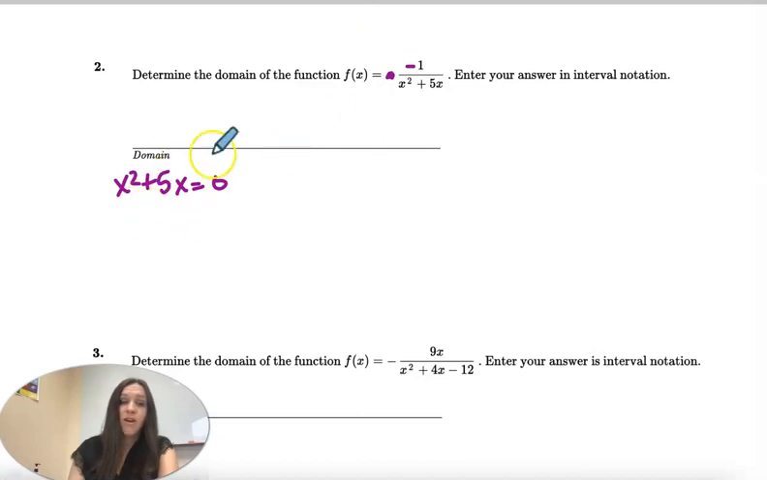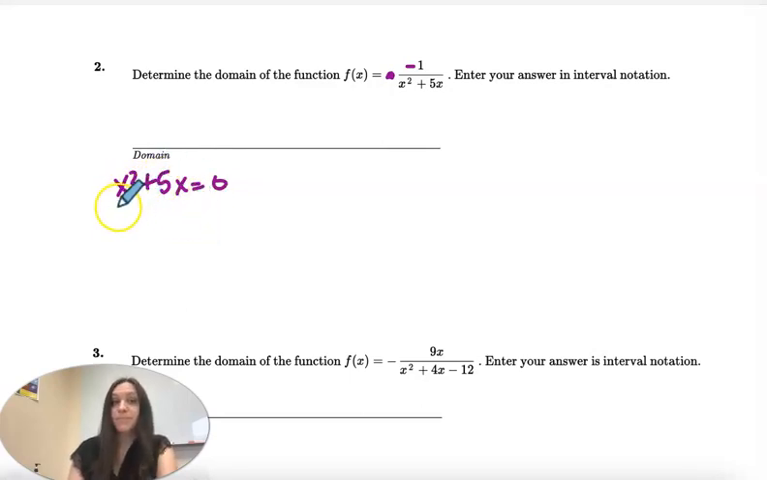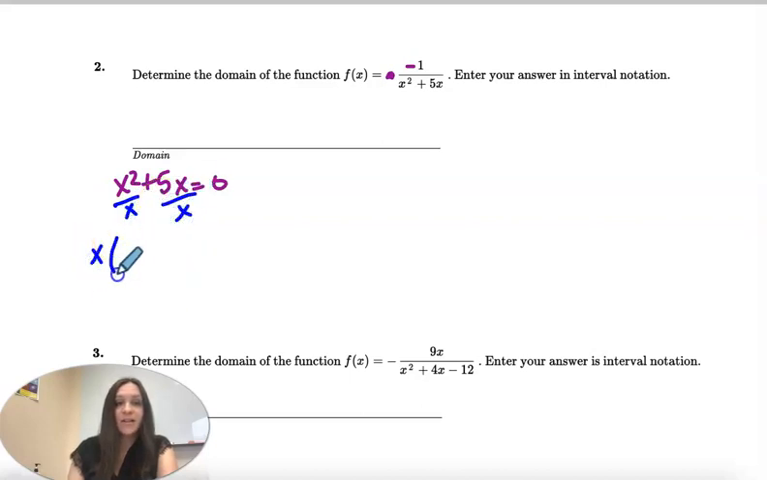So to solve this, we want to factor it. So do these have anything in common? They both have an x, right? So we're going to take out an x, and we're left with x plus 5. So this is factored form, where one of our factors is just x.